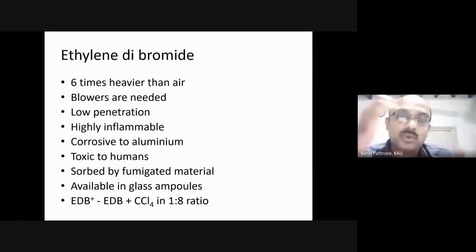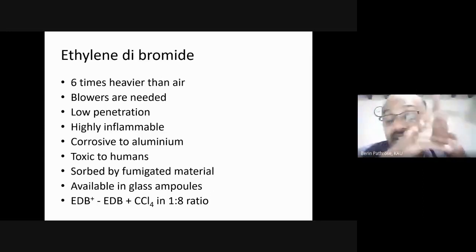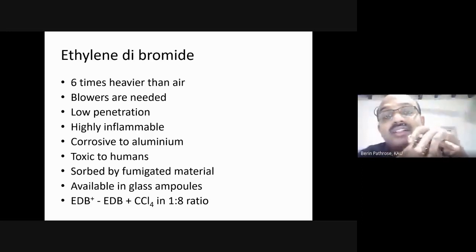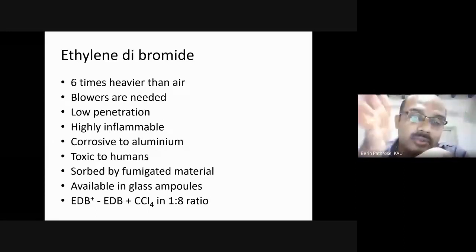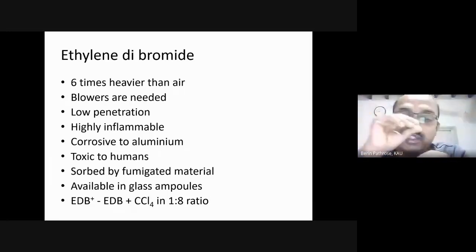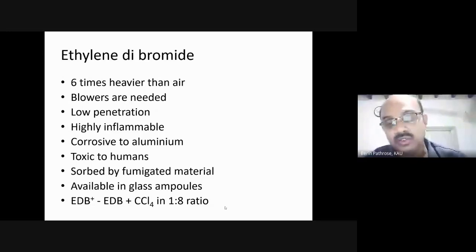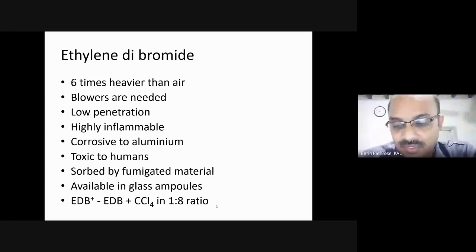So ethylene dibromide has some undesirable properties. It is heavier than air, so it doesn't penetrate easily, and we need blowers. It has very high inflammability, is corrosive to aluminum, and is absorbed by the fumigated material. In order to reduce the inflammability, we mix it with carbon tetrachloride in 1:8 ratio. EDB mixed with carbon tetrachloride is called EDB plus. Okay, that is ethylene dibromide.